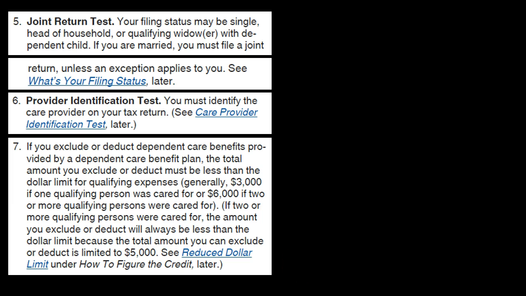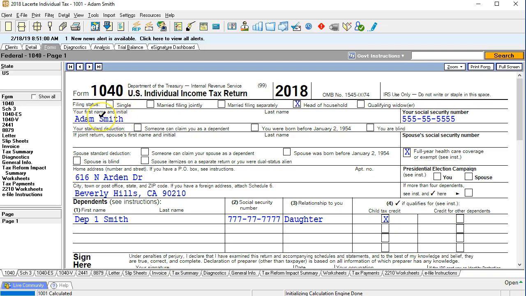So we'll get into some more details of the calculation of the credit in future presentations. But for now, just note that this rule has to do with benefits provided by a dependent care benefit plan. So we'll get into more detail about these tests in future presentations. For now, we just want to get a look and feel of what the tax return would look like with regard to this expenses credit. Here is our test 1040. We're not going to get into a lot of detail right now. We just want to get a feel for what this credit would look like on the tax return.